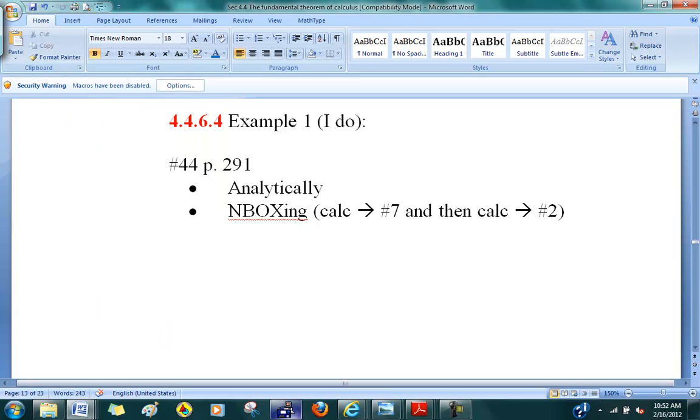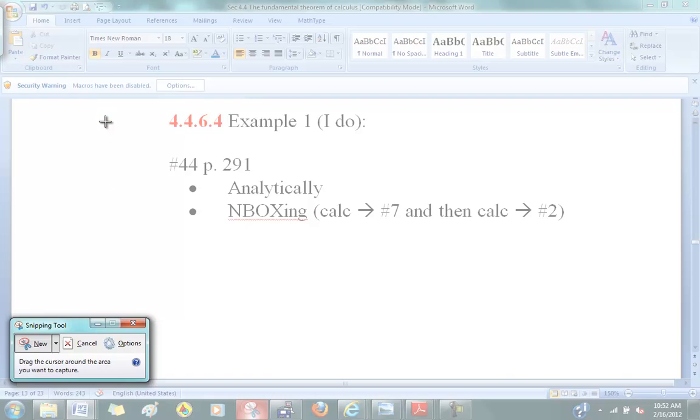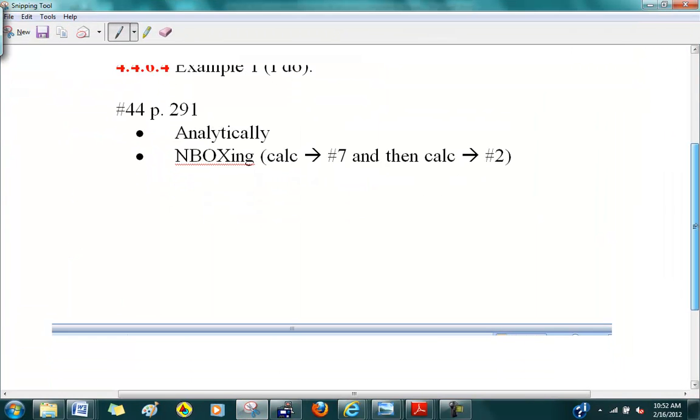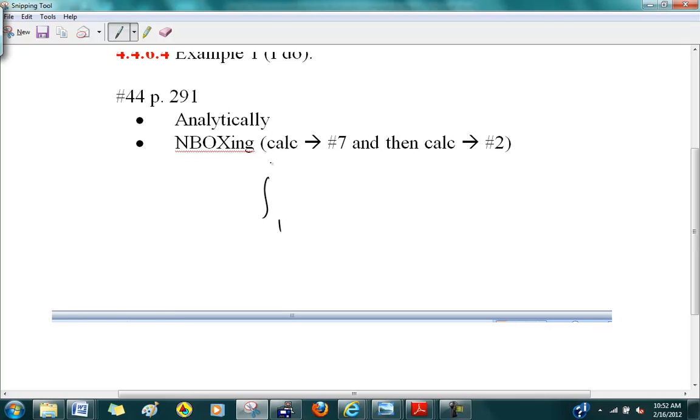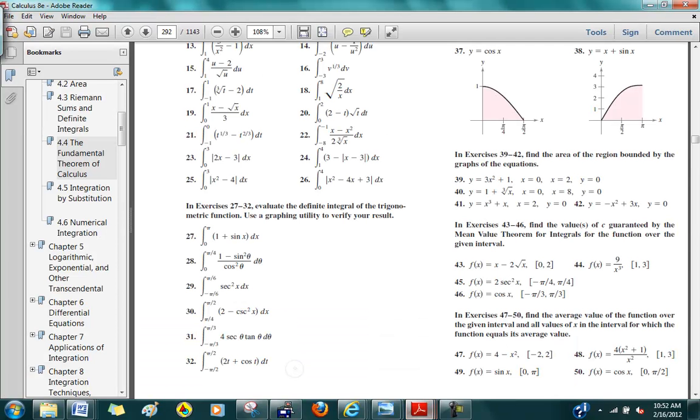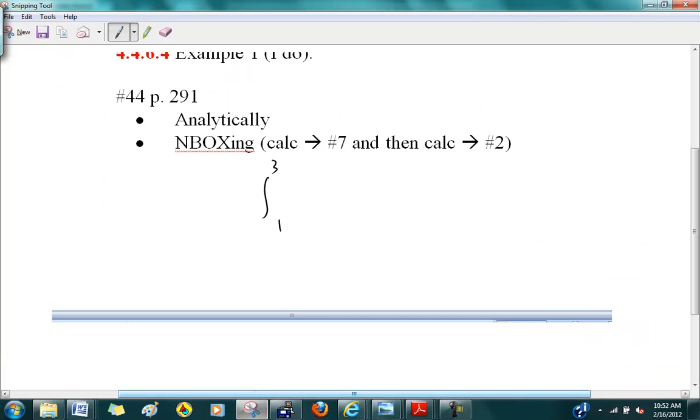Okay, what are they trying to do? Let's go snip this. So we had the integral from 1 to 3 of 9 over x cubed dx, number 44, was equal to b minus a, that's 2, times 1 over c cubed. You wanted to solve for c cubed. So what I'm trying to tell you to do here using the calculator is do this on your graphing calculator. Okay, so let's go do that.